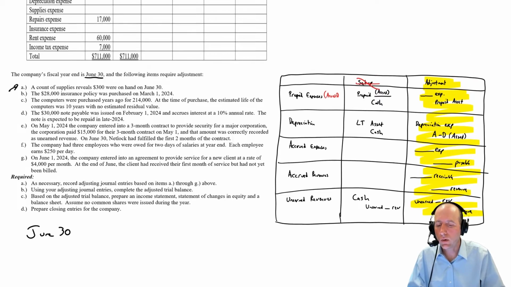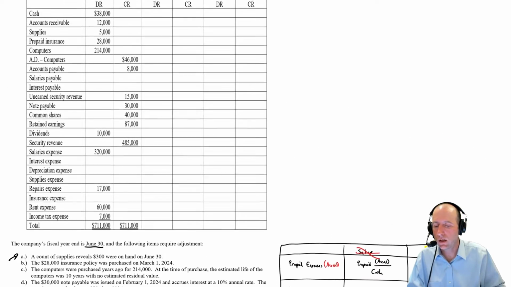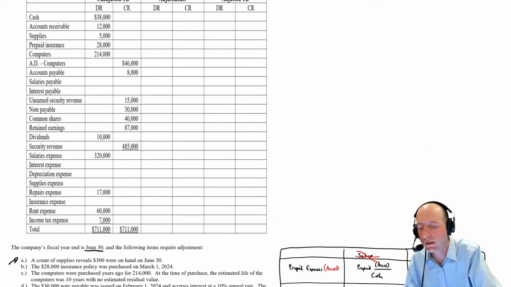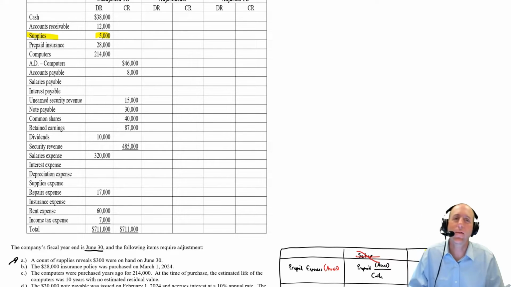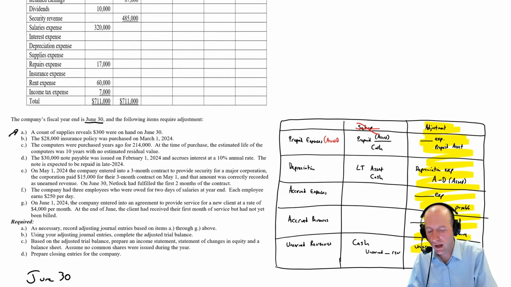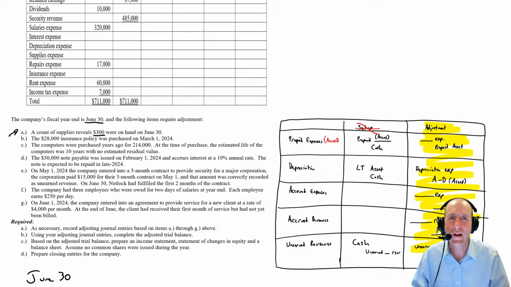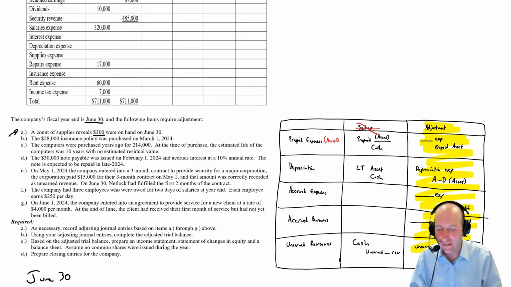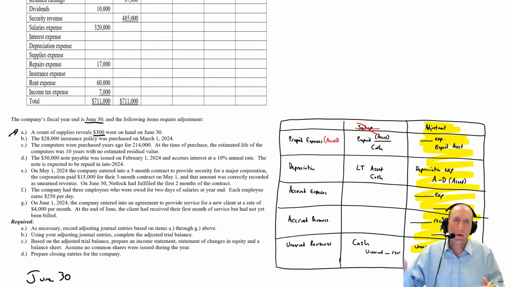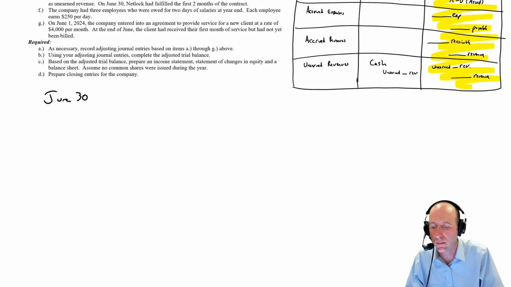Well, here's where we need to look. We need to go up here and have a look at the supplies. So according to my accounting records, I have $5,000 worth of supplies. I go out and I physically count the supplies, and I have $300 worth of supplies. There's a problem here, right? My accounting records do not match reality. Reality says $300 of supplies. That's how many you've got in your supply cabinet. My books say $5,000. I've got to fix my books. I've got to adjust my books.